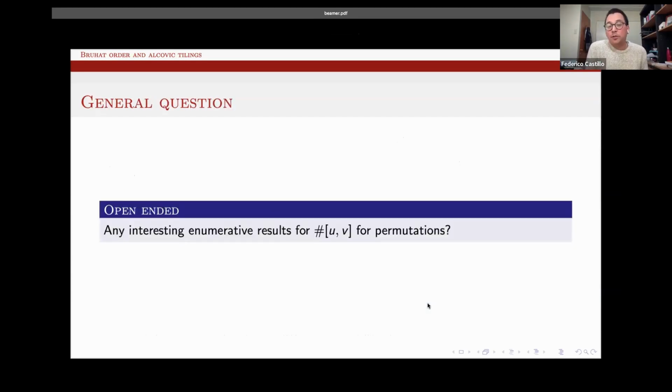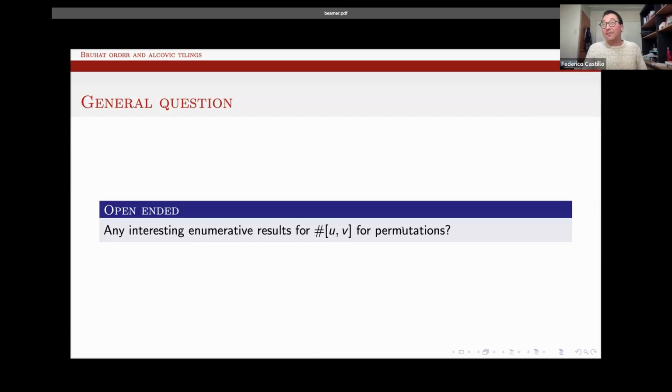This will be an open-ended question. We are doing enumerative combinatorics, maybe some algebraic combinatorics because this is related to algebra. And are there pairs for which we have a good enumerative result, like some closed formula? Even when U is the identity, I don't know. I don't know of many of these examples where there is a precise enumeration. I really don't know. So this is an open-ended question, whether there is anything interesting to say.